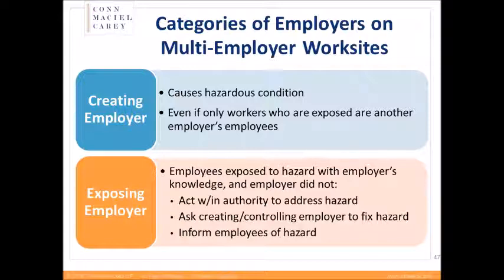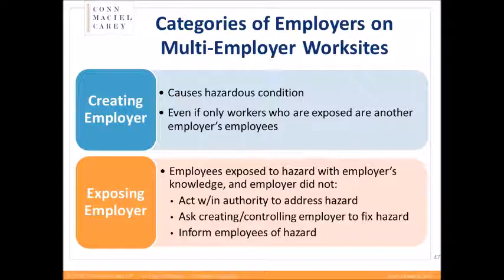So if it can address the hazard itself, it must do so. Ask the creating or controlling employer to fix the hazard. If the exposing employer doesn't actually have control, can't actually make any repair itself, it needs to go to the creating or the controlling employer to do so. And then finally, inform its employees of the hazard and ensure that it's taking steps so that its employees are not actually exposed to the hazard.